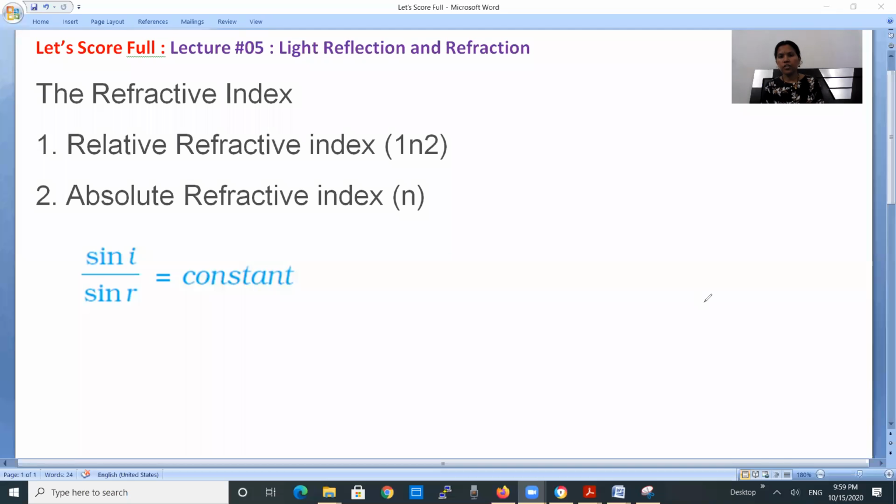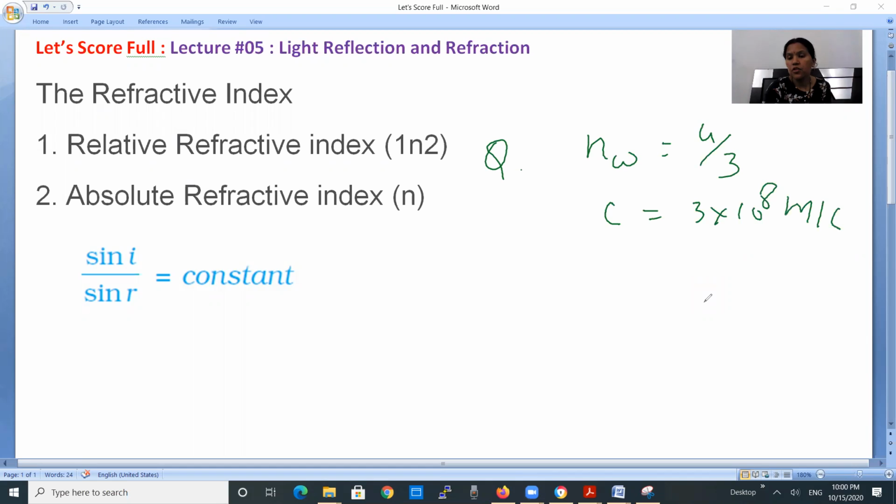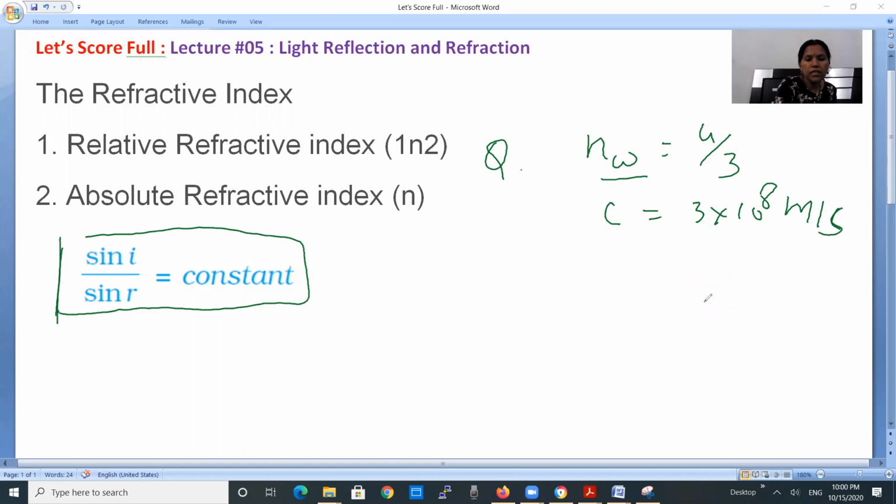So here are a few questions for your homework so that you can practice. The first question is, if refractive index of water is 4 by 3 and speed of light in air is 3 into 10 raised to 8 meter per second. There is no unit for the refractive index because it is a ratio of the same unit. So there is no unit for the refractive index. Find the speed of light in water. This is the first question.